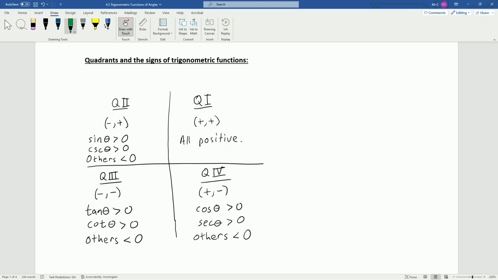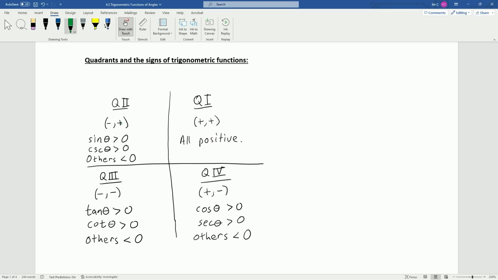X and y are positive in the first quadrant. X is negative in the second quadrant, but y is positive. X and y are both negative in the third quadrant, whereas only y is negative in the fourth quadrant. So when we look at that, it tells us everything we need to know about the signs of the trig functions. Quadrant 1, if x and y are both positive, then all the trig functions are going to be positive.